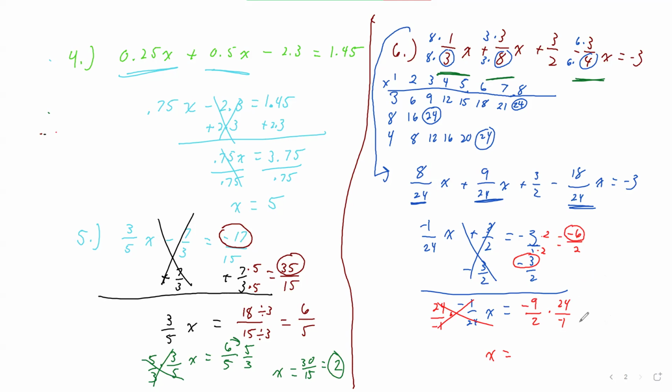9 times 24. 216? 216. So that'd be negative 216, because again, different signs give a different sign. 2 times negative 1, just negative 2. 2 times 1 is 2. Different signs give a different sign. Now this is a division problem. What is negative 216 divided by negative 2?